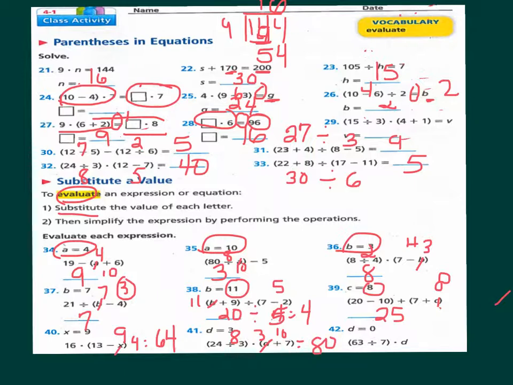And I'm going to substitute 0 for D. 63 divided by 9 is 7. I'm getting ahead of myself, aren't I? And 9 times 0 is 0. How'd you do? All right, great job.